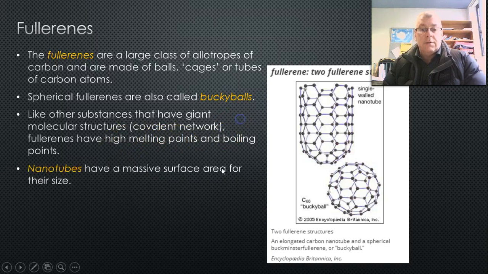Now, they all, meaning that they have this repeatable structure of covalent bonds, means that they have very high melting points and boiling points. Now, nanotubes also offer a massive surface area for their size because they're made up of tiny little atoms, and they're very small, but they've also got a large surface area.